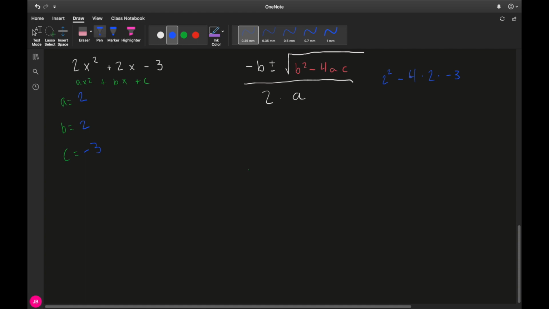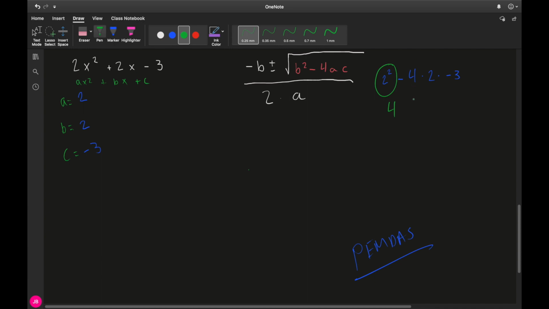Now, what I want you guys to do is always follow your order of operations. So the first thing that we need to do is remember PEMDAS, which stands for parentheses, exponent, multiplication, division, adding, subtracting. First is parentheses. There are none, so we got that checked off. E stands for exponent, so we have to do this first: 2 squared gives me 4.